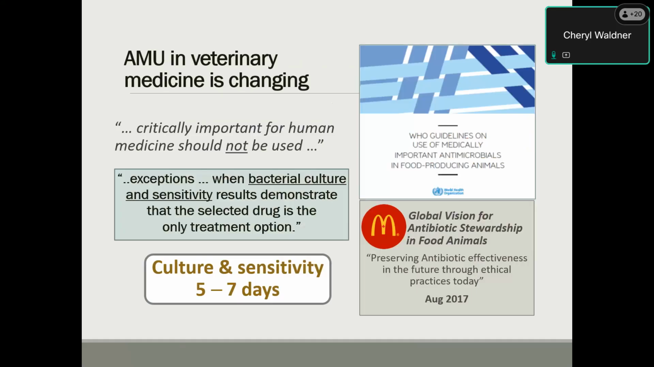By the time you get antimicrobial sensitivity or susceptibility testing results, it's 5 days most of the time, and sometimes it's a little bit longer if you're on the wrong side of a weekend. So this is not a per animal, individual animal quick fix to this problem.